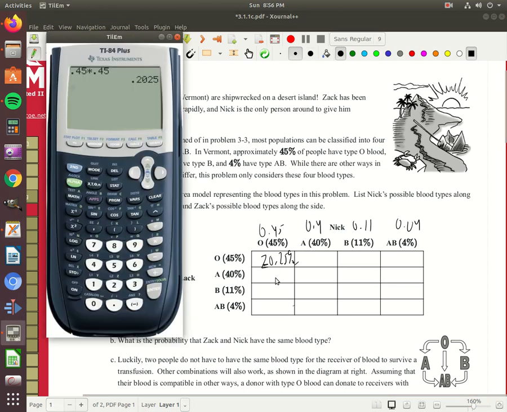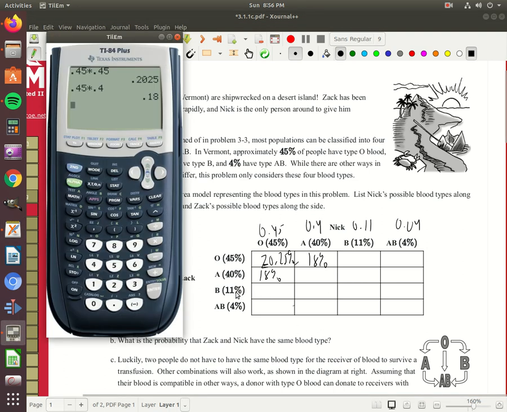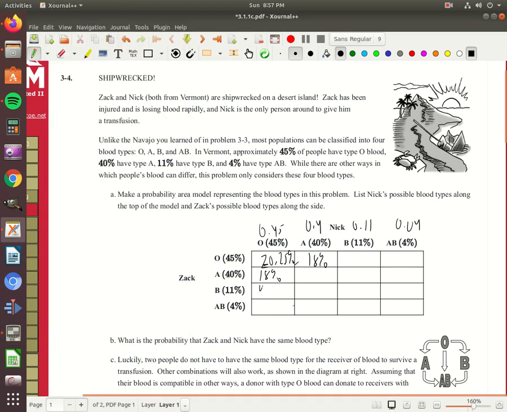So this one is going to be 0.45 times 0.4. I'm going to get 18% here. But I'm also going to get 0.45 times 0.4, so I'm also going to get 18% here. So it's the same math. 0.11 times 0.45, I'm going to get 4.95%. But I also have 45 times 11 here, so I'm going to have 4.95% there as well. And so on and so forth.